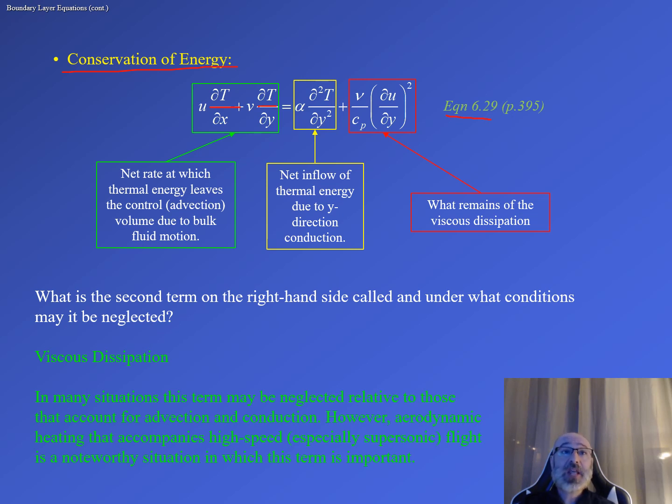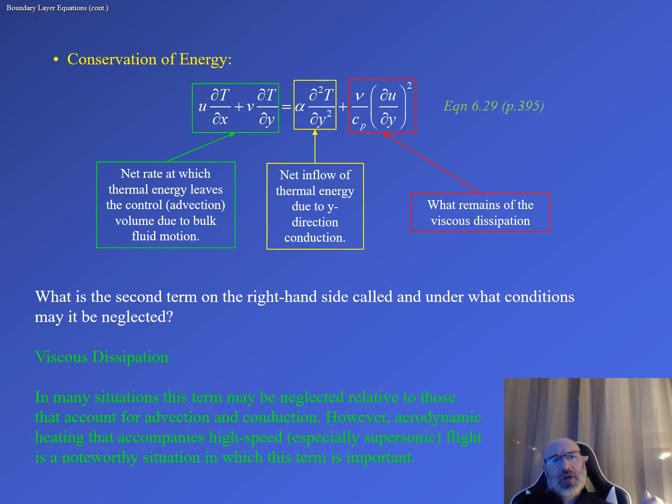And this is the net rate at which the thermal energy leaves the control volume due to our bulk fluid motion, or advection. Now dealing with the right-hand side of our equation, let's take a look at the first term that I boxed in yellow here. This says our alpha times our partial squared T over partial y squared. This is going to be the net inflow of thermal energy due to y direction conduction. And last, we'll deal with our final term over here in red, and this is what remains of the viscous dissipation. So we have nu over c sub p times our partial of u with respect to y, squared. So this all combines to our equation 6.29 in our textbook.